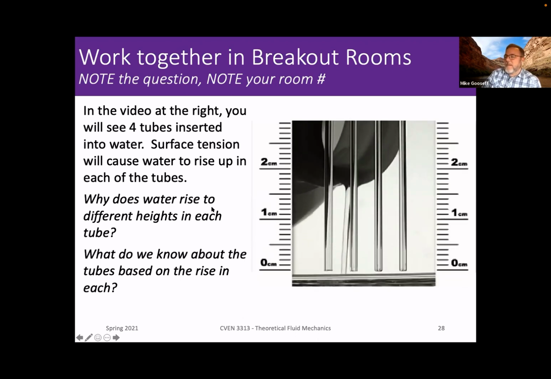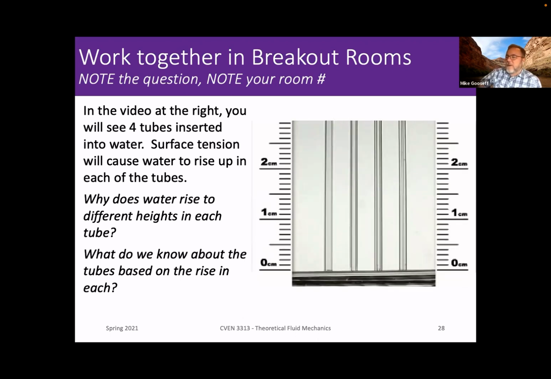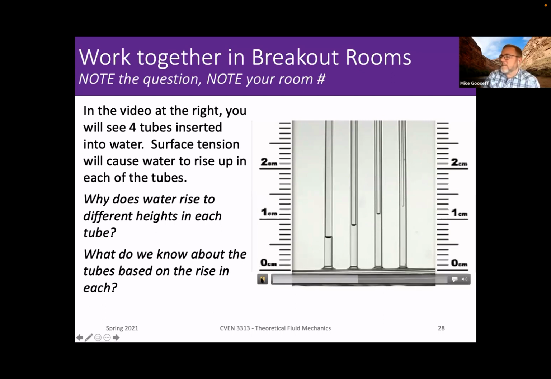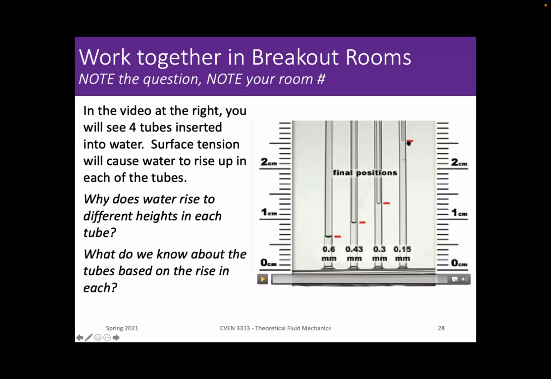So we're going to dip them in at the same time, and we're going to look at how much they rise. Okay, so here I can pause it after they pull these up. Okay, so the final positions then are 0.6. Oh, I guess maybe we're off a little bit. Anyway, 0.43, 0.3 and 0.15 millimeters. That doesn't seem right at all. We're above 2 centimeters over here, so maybe more of those. But anyway, these are the final positions.